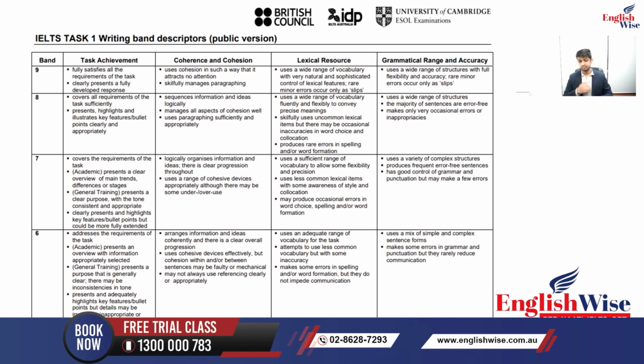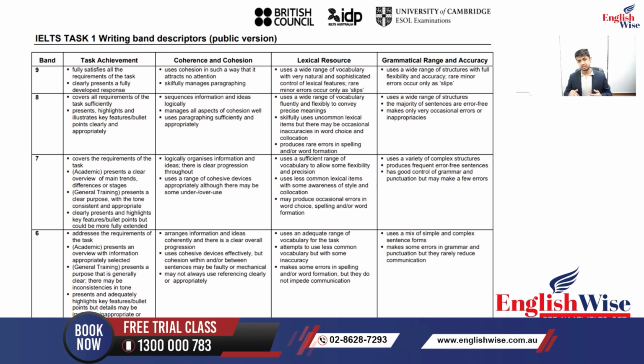You also have to make sure that you're using a range of cohesive devices or connectors between your sentences to have a proper flow of sentences. If you don't do that, if you're not using cohesive devices or if you're not arranging information, you may fall below the 7 band scores in the writing section.